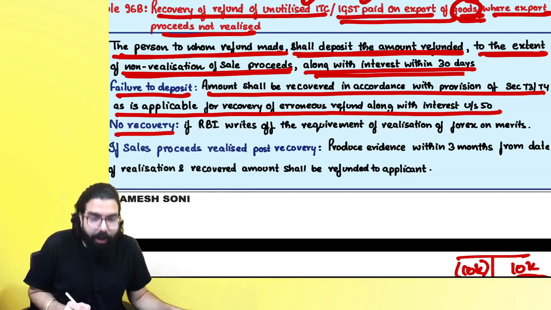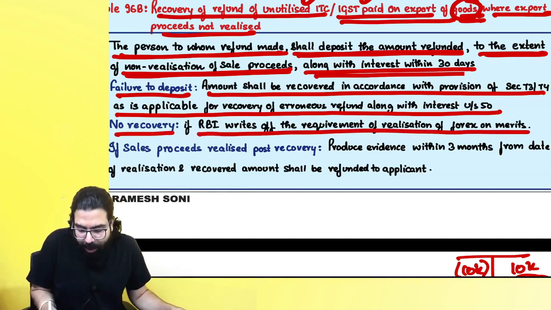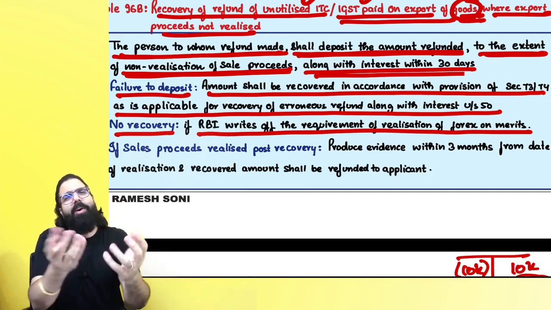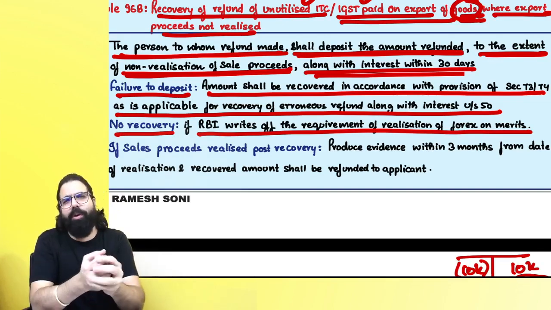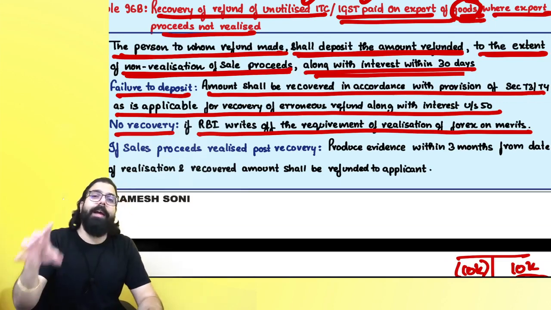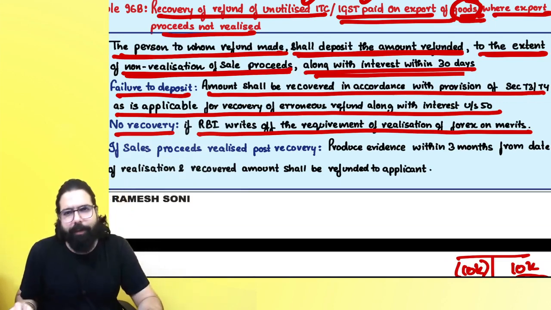Okay, sir. No recovery if RBI writes off the requirement to realize forex on merit. Supposing RBI has told, Ramesh Soni is a good guy, okay, no problem for his export of goods. If he could not realize foreign currency, we'll leave it. If that is told by RBI, then in that scenario recovery will not happen.